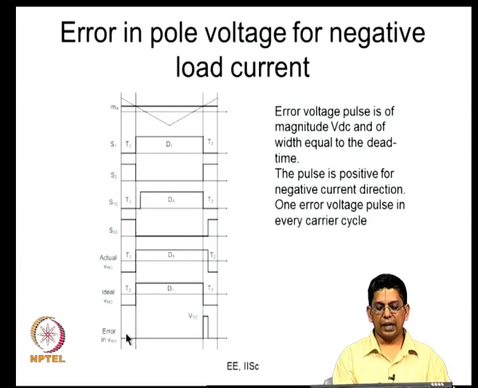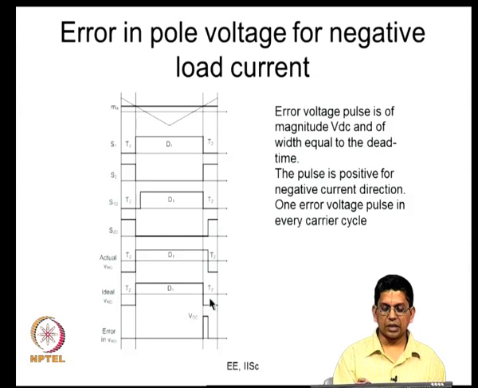Now, if you are looking at the negative load current, what will you have? There is the actual pole voltage and there is the ideal pole voltage. The difference between the actual pole voltage and the ideal pole voltage is like this. So, here it is a positive pulse, the same VDC, it is positive, and its time duration is Td. So, this is what you have. So, there is an error between the actual and ideal. So, what do we see?